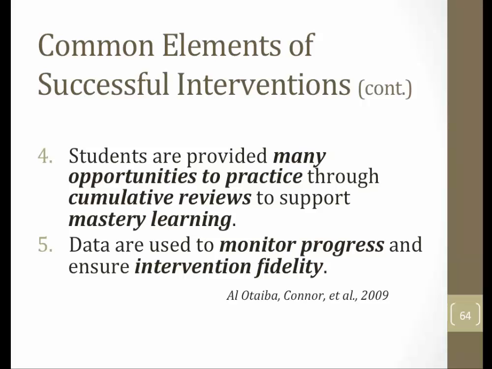And lastly, I haven't spoken a lot about this, but I can't emphasize enough the importance of having progress monitoring data, and then this idea of intervention fidelity. So if you're using a specific intervention, it has to be done with fidelity, the way that it was prescribed and written.